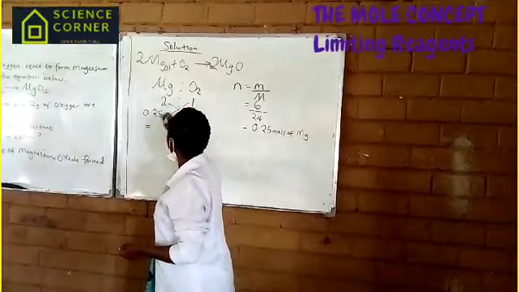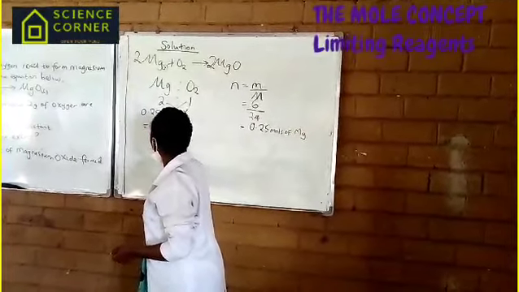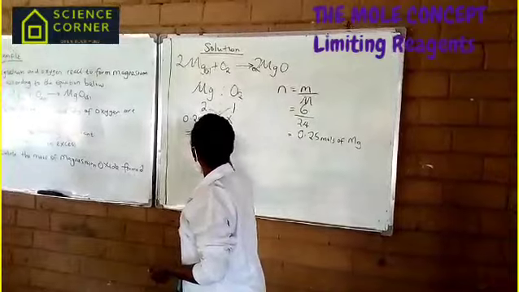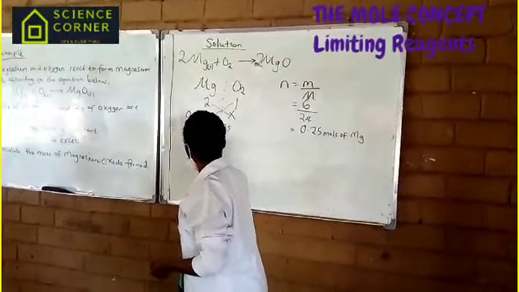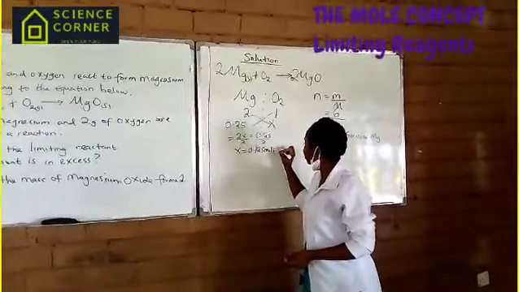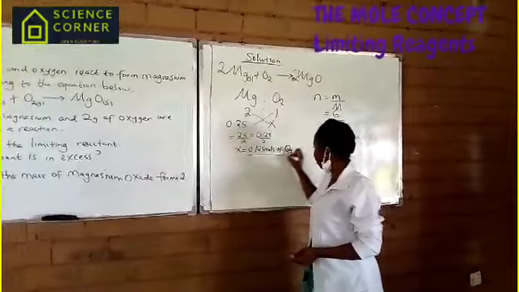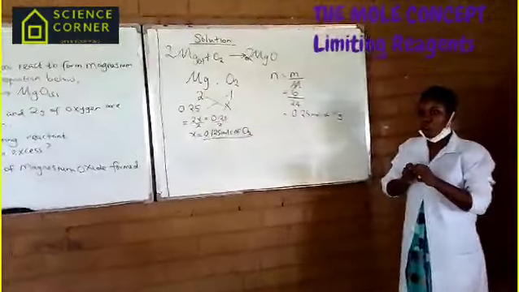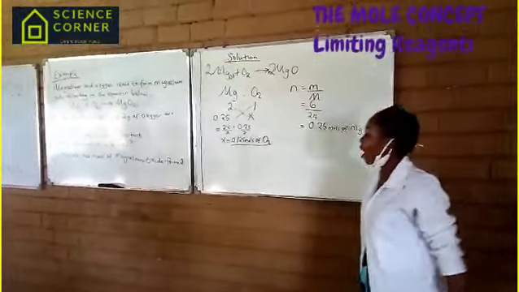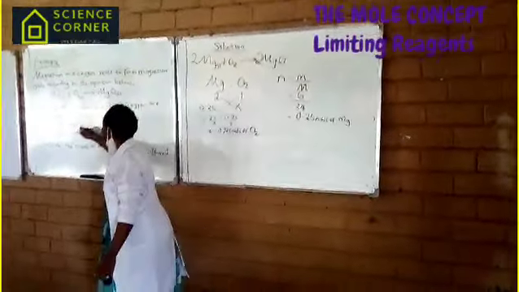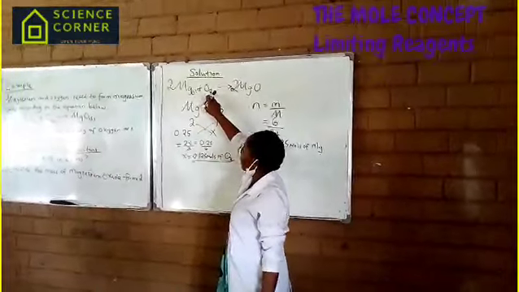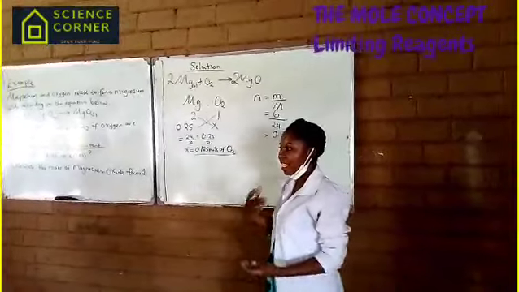So let's see. When you cross multiply here, you're going to have 2x equal to 0.25. Divide both sides by 2. What is your x? 0.125 moles of oxygen. Okay, so these are the number of moles for oxygen. But we have not yet answered our question. Our question is for us to determine the limiting reactant. Which reactant between magnesium and oxygen is going to finish first in this reaction?